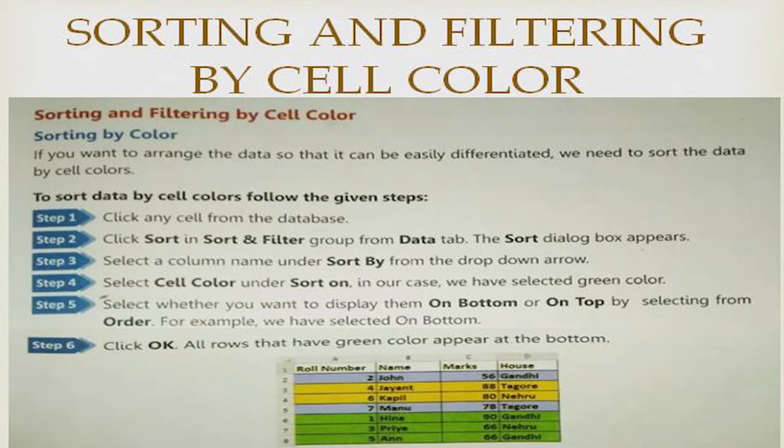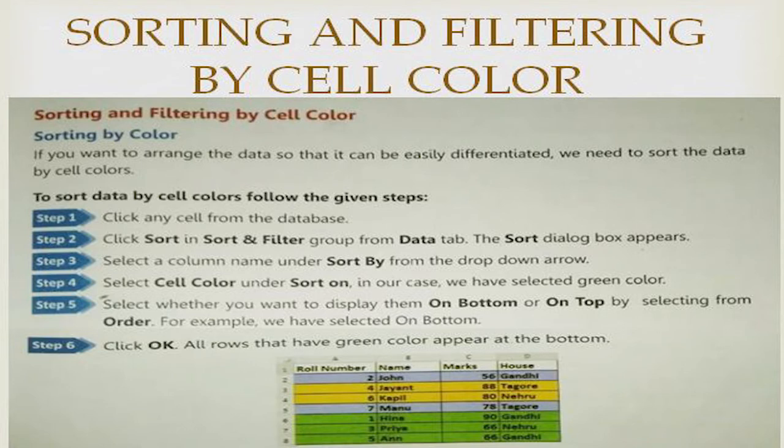Click any cell from your database. Click the sort and filter group from the data tab. The sort dialog box appears. Select a column name under sort by from the drop down arrow. Select cell color under sort on. In case we have selected green color, select whether you want to display it at the bottom or on top by selecting from the order.